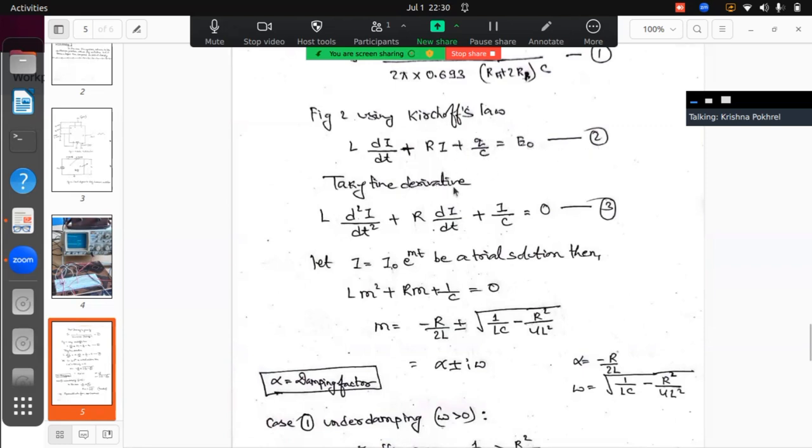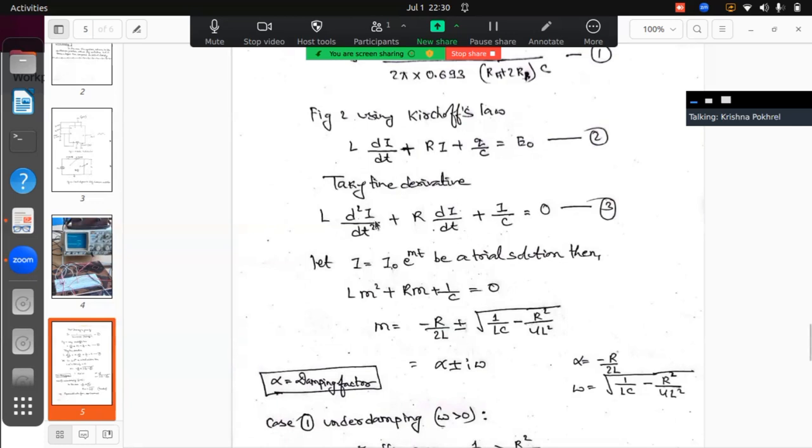Now, if you take a time derivative of this equation, we'll get this equation. The first derivative becomes a second derivative: L d2i by dt2 plus R di by dt, and dQ by dt means actually a current. Flow of charge per unit time is current, divided by C, is equal to the derivative of E naught, which is constant, so it will be 0. Now, from here, we have a trial solution: I is equal to I naught e power mt. It is a trial solution for the value of I in this experiment.